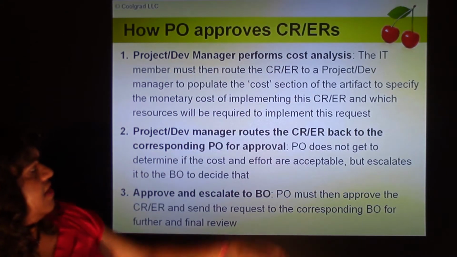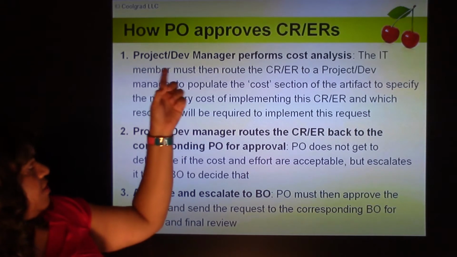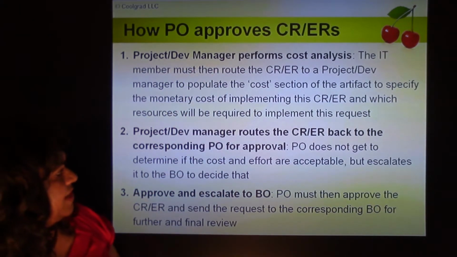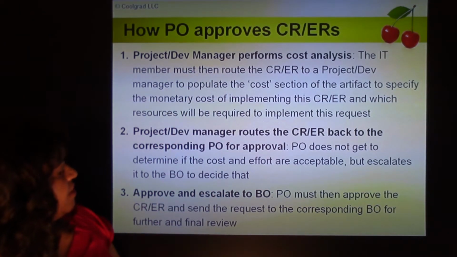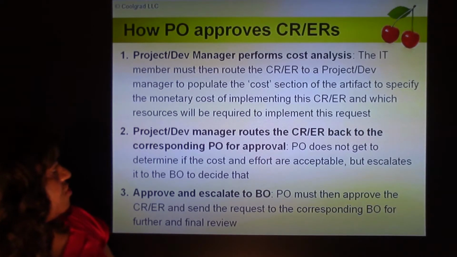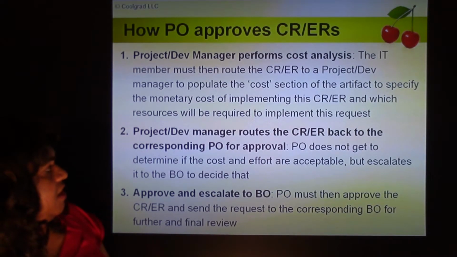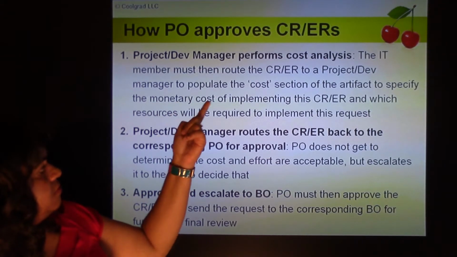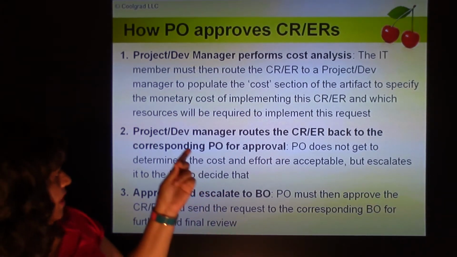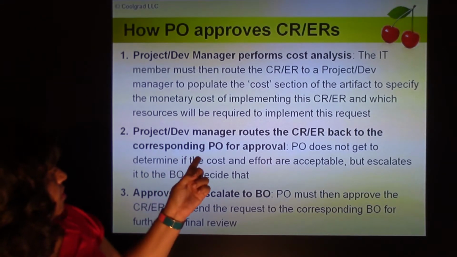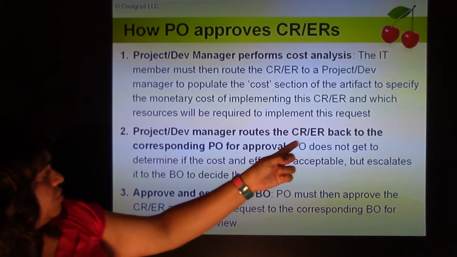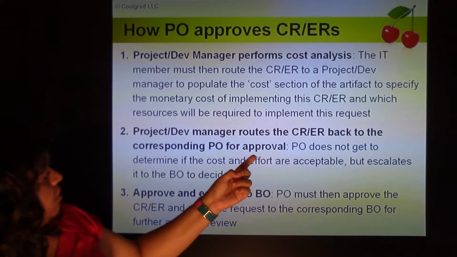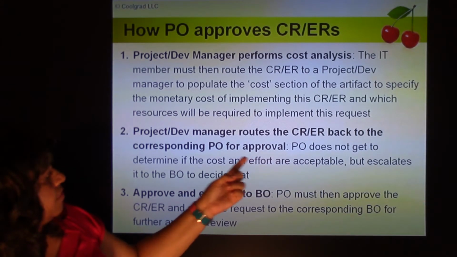How does the PO approve CRs and ERs? So the project manager or development manager performs cost analysis. The IT member must then route the CR ER to the project development manager to populate the cost section of the artifact to specify the monetary cost of implementing the CR ER and which resources will be required to implement this request. So they do the cost analysis and then they route it back to the PO for approval.